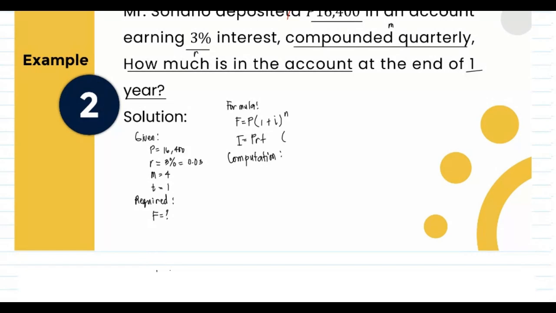So, this is going to be our simple interest method. Simple interest method, this one is really using yung sa compound amount.